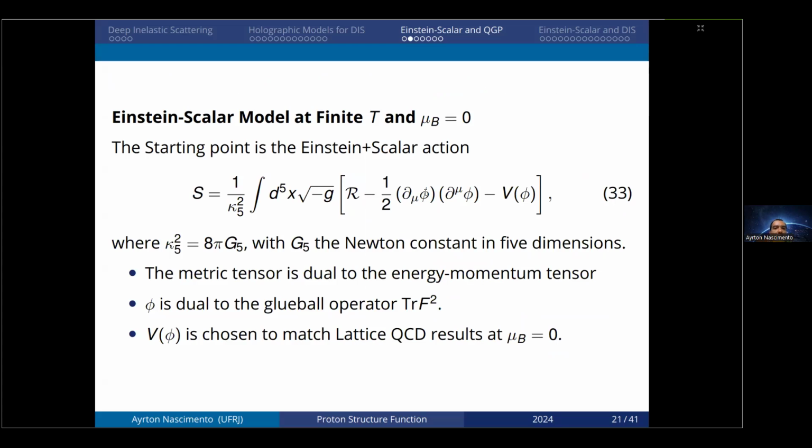The Einstein-Scalar model is the one with an action like this, 133 over here. And this is done for finite temperature, but zero chemical potential.